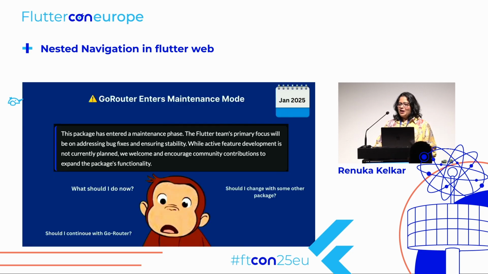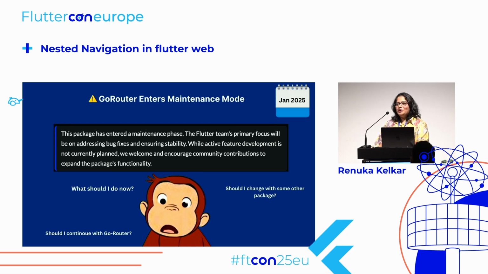But after, when I say Andre, he has mentioned in this year's newsletter that Go Router enters maintenance mode. They have already put this on the Go Router package as well. And again I feel like, okay, what happened to this Go Router? It is a popular package, so why is the Flutter team not doing any updates, and why is it going into maintenance mode?